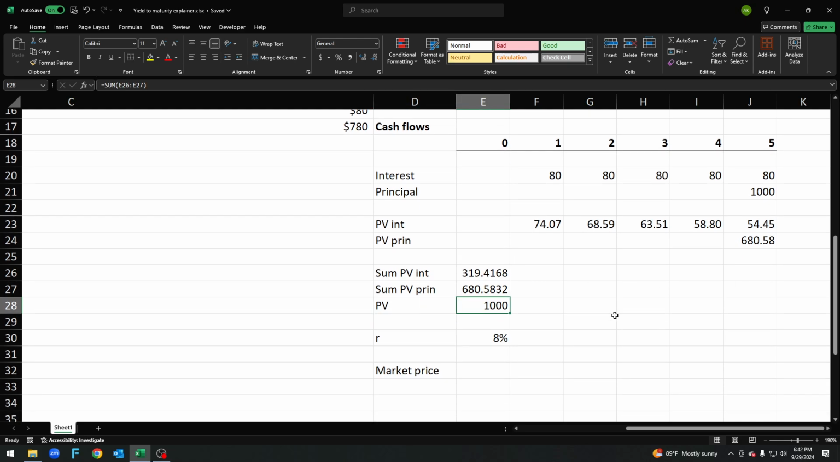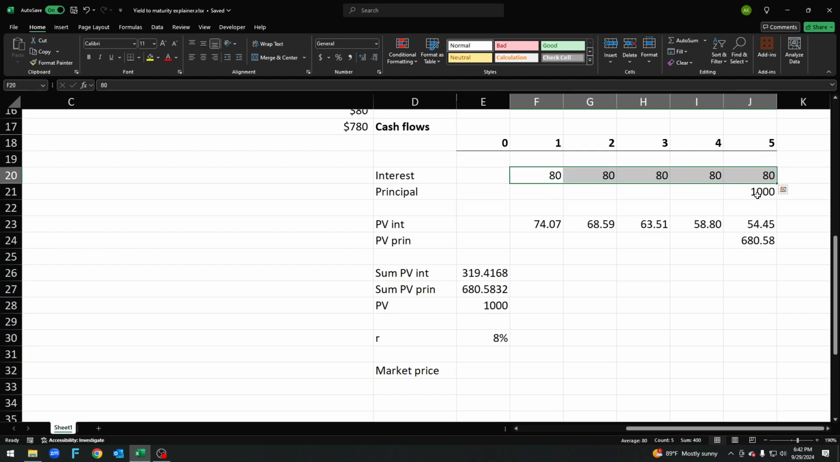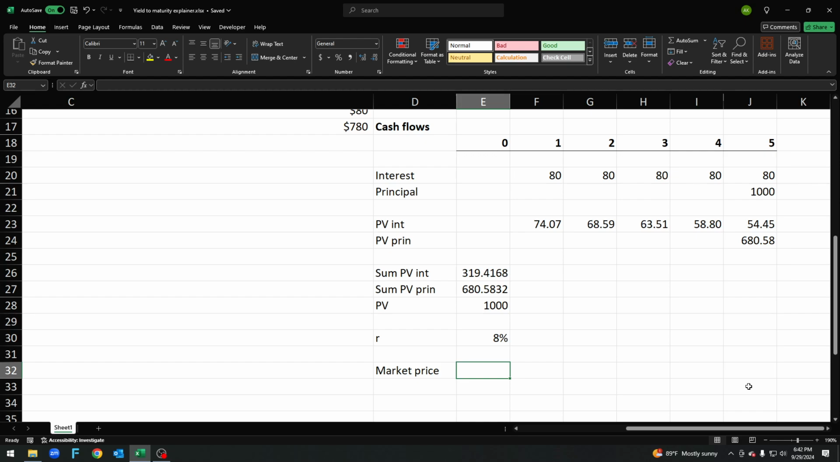But what happens if we're not buying this for 1,000? What if the market price of these cash flows, whenever we buy this bond, we know we're getting these cash flows over the next 5 years, and we're getting this cash flow at the end. But if the market price of this is actually, let's say, $600, if we have to pay $600 to get this cash flow plus this cash flow, what does R have to be? What R is implied by this market price?